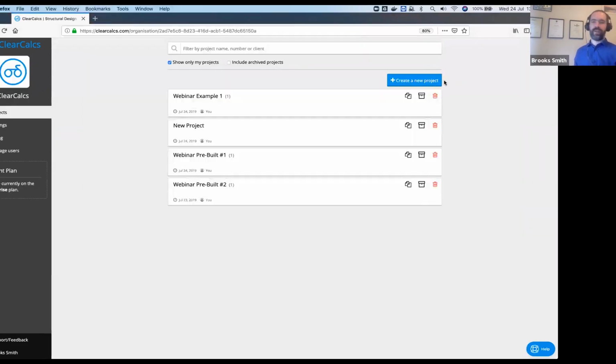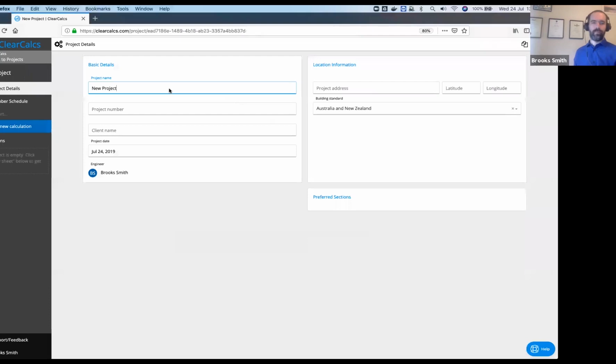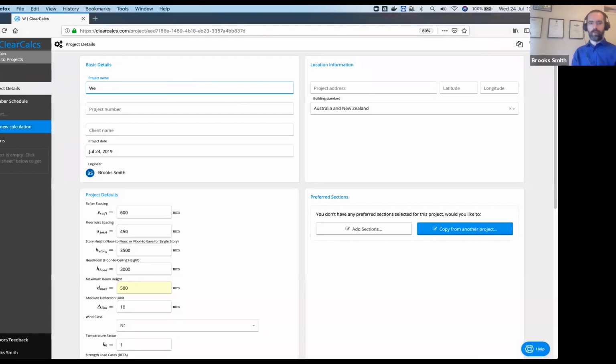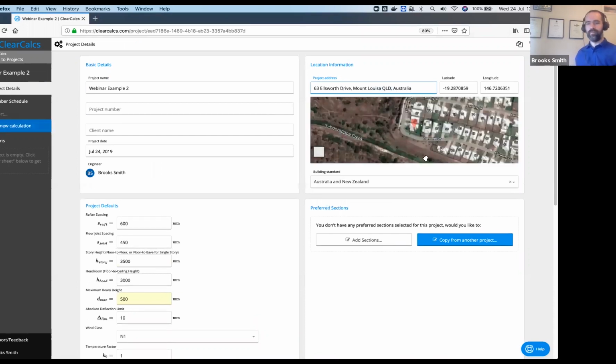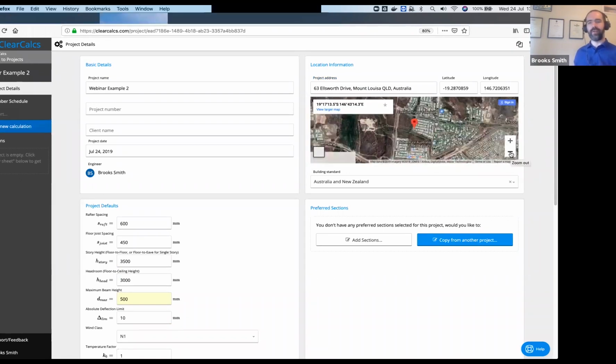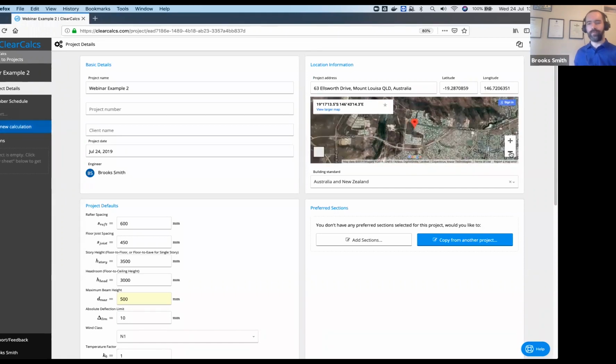So for this, we're going to create a new project. Call it webinar example 2. Project address, we said this was 63 Ellsworth Drive in Mount Louisa. You can see we pull up that same Google map for you, so you can quickly reference where you are. Add a new calculation for wind load.